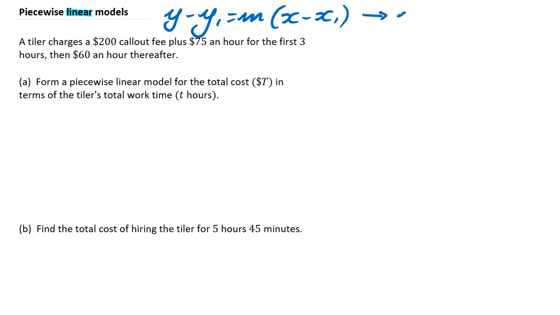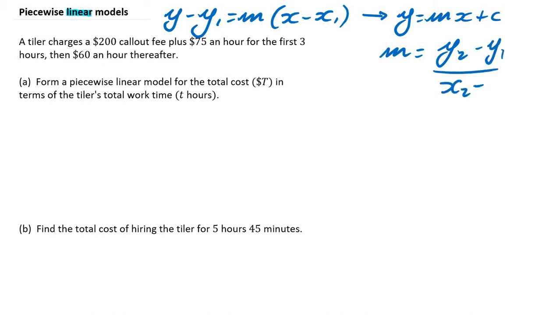which can be rearranged into y equals mx plus c, where the gradient m is y2 minus y1 over x2 minus x1. The easiest way to do this is to generate a table of values, a set of coordinates that we can use to substitute into these and get our different equations for the different sections. So, first thing is that we have this $200 call-out fee.